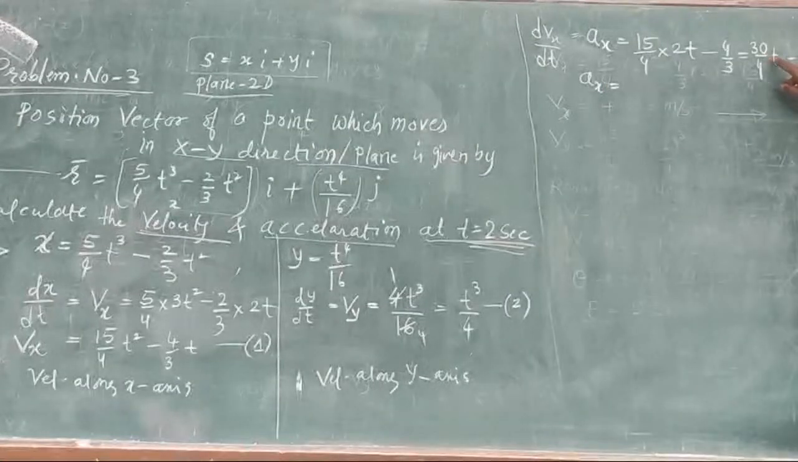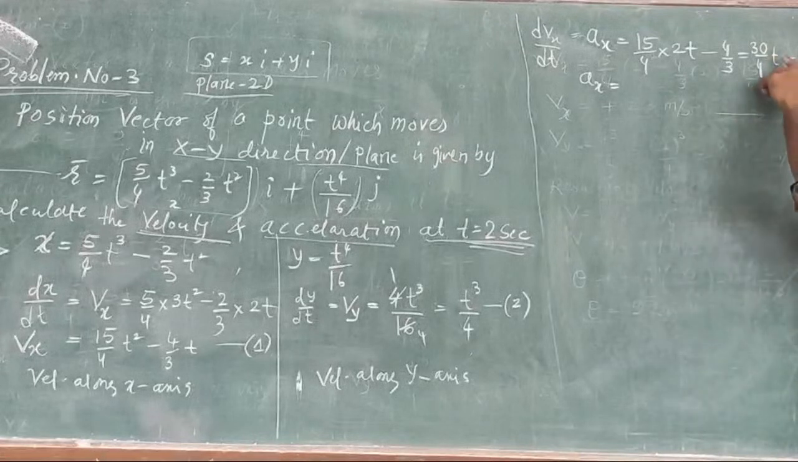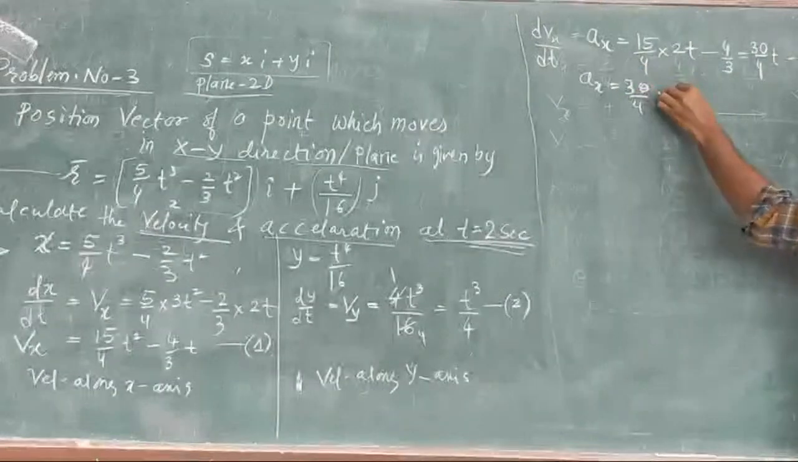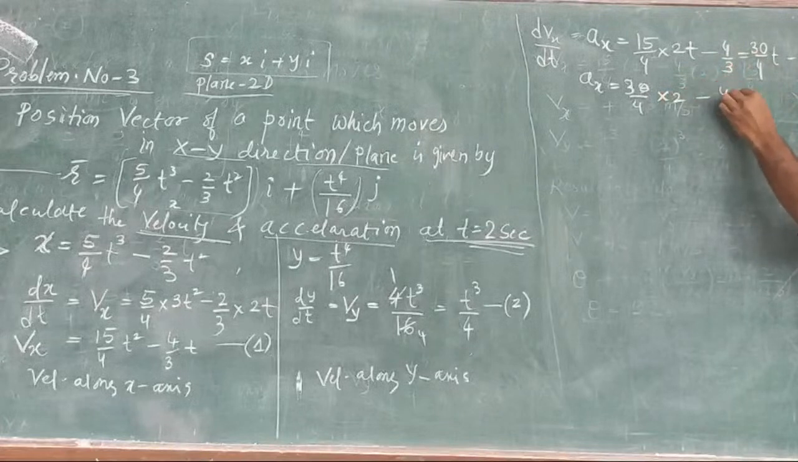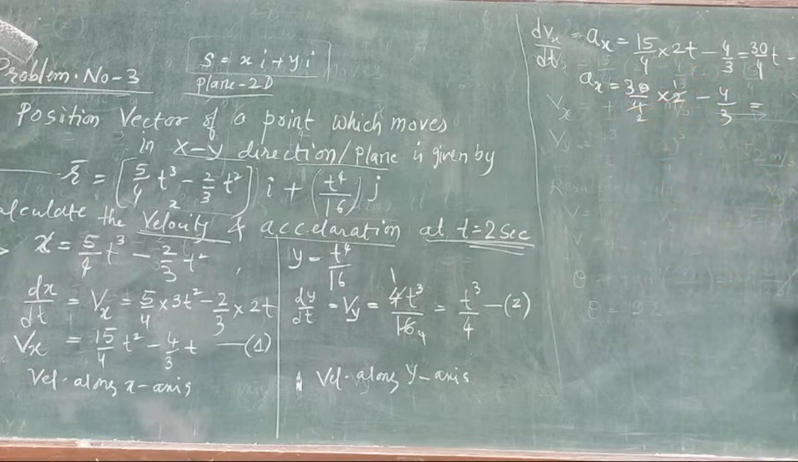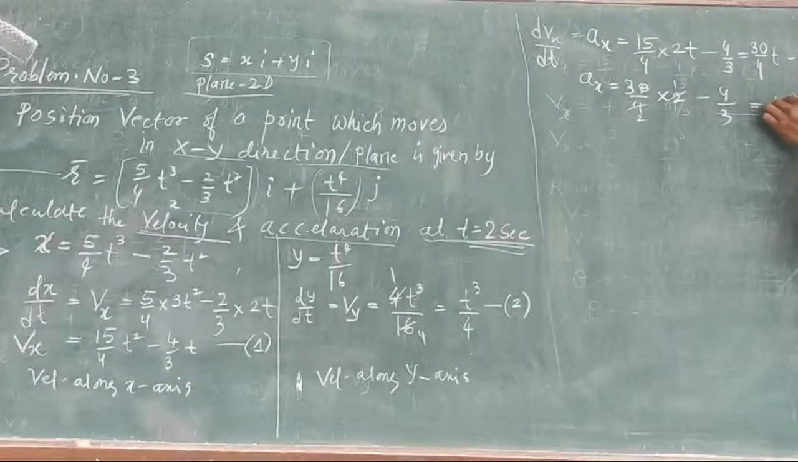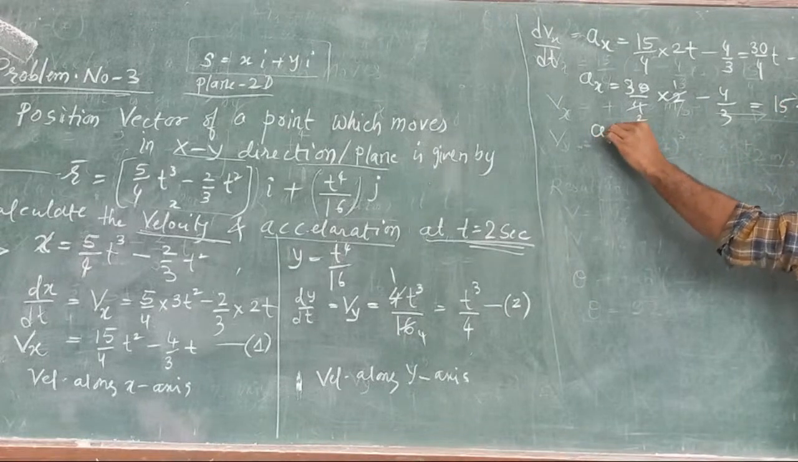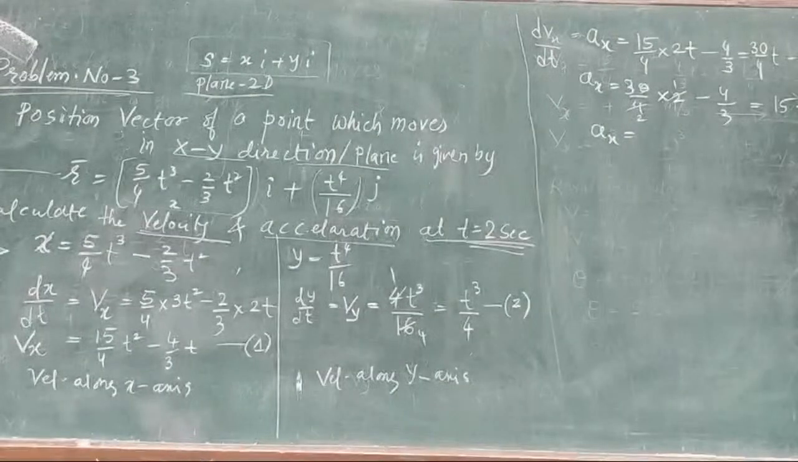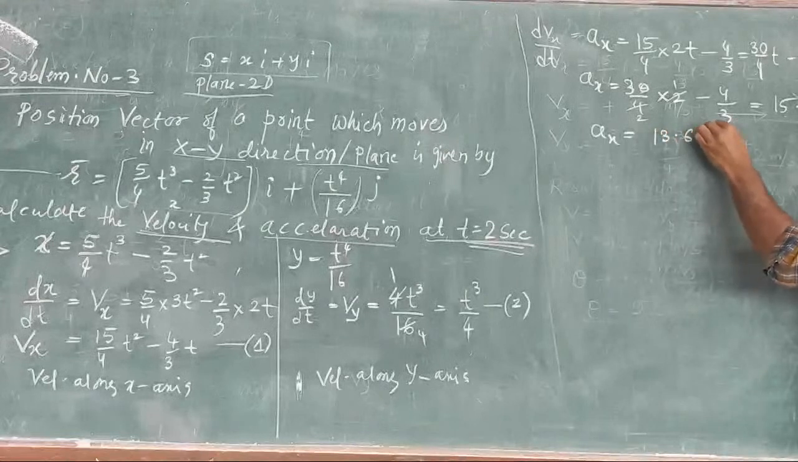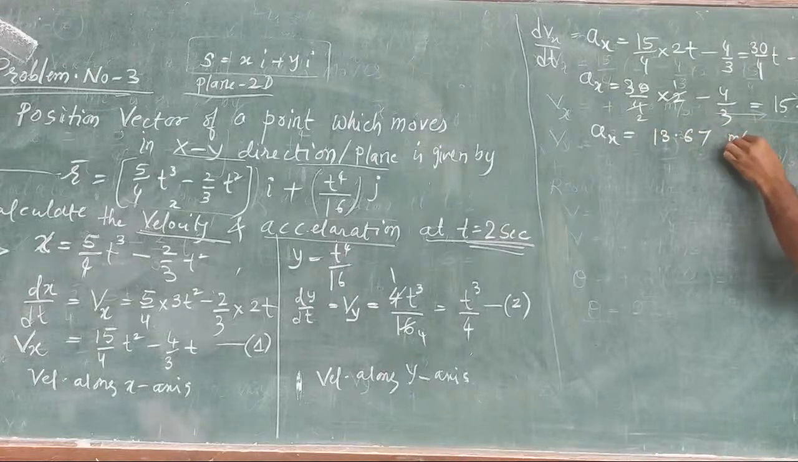Now let us substitute t in this equation. t is 2 seconds, so 30 into 2, minus 4/3. So it will be 15 minus 4/3. From this equation, the value I obtained for ax is 13.67, and the unit should be meter per second square.